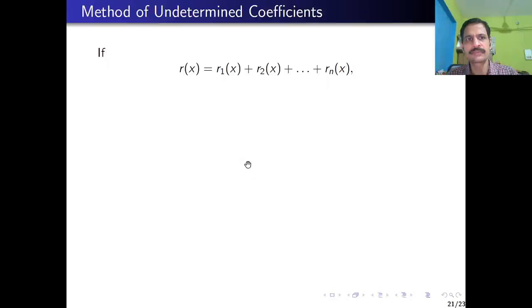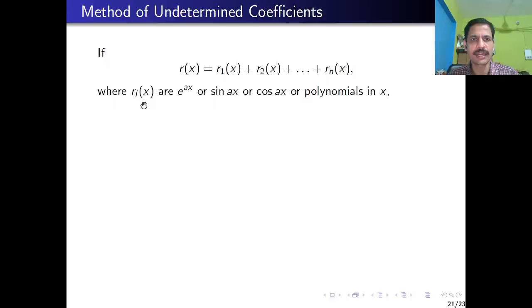Next we consider the case when the Rx consists of terms R1, R2, R3 up to Rn, where each of them is to be dealt with separately. That is Rix, or e raised to ax, or sin ax, or cos ax, or polynomial in x. They are of different types, so we handle them separately. So we consider n subproblems of the second order ODE, namely y double prime plus p y prime plus qy is equal to Rix.